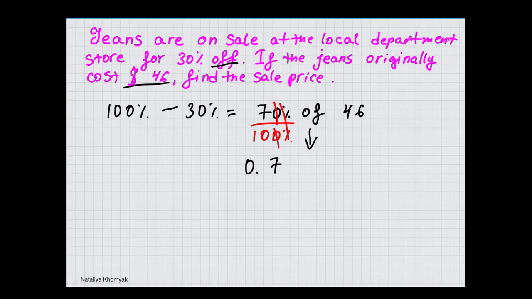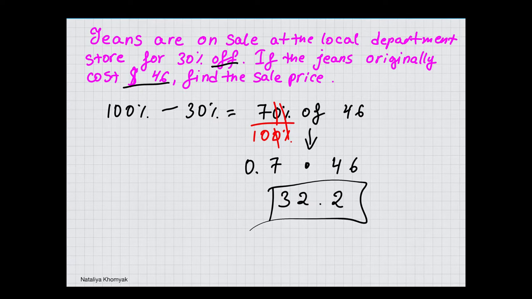0.7 of is times 46, and 0.7 times 46 gives us 32.2, and this is our solution.